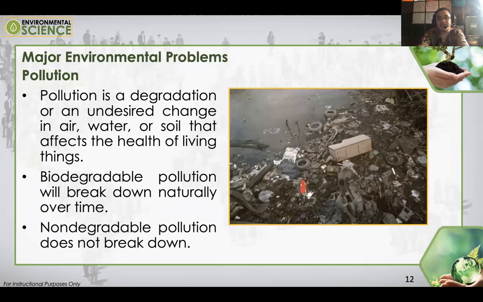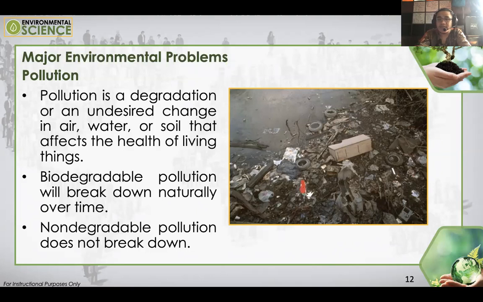Okay. Second major pollution. The first major pollution is depletion of resources. The second one is the pollution. Pollution is the degradation or undesired change in air, water, or soil that affects the health of the living. So there are two major pollutions. We have biodegradable pollution and non-biodegradable pollution.